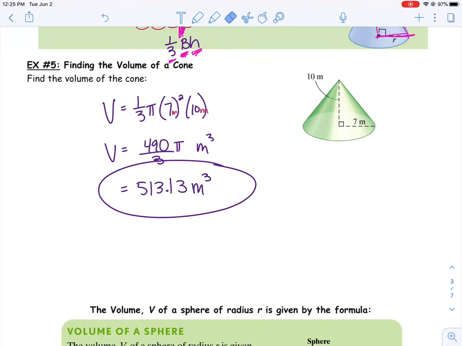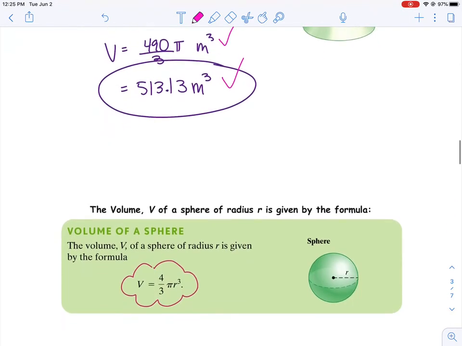If I were dividing that or multiplying it out, I would end up getting 513.13 cubic meters. Make sure that you show me your setup. Make sure that you can do it in terms of pi, and make sure you can give me a volume multiplied out if they ask to the correct decimal place. All right, that was cones.